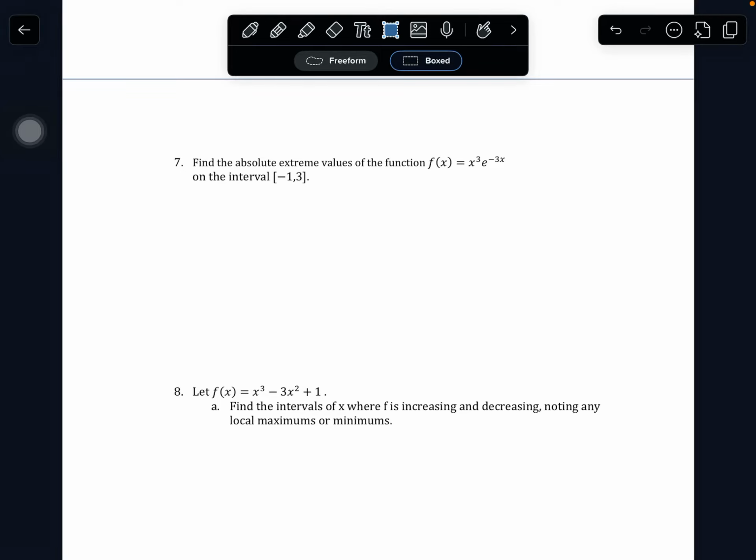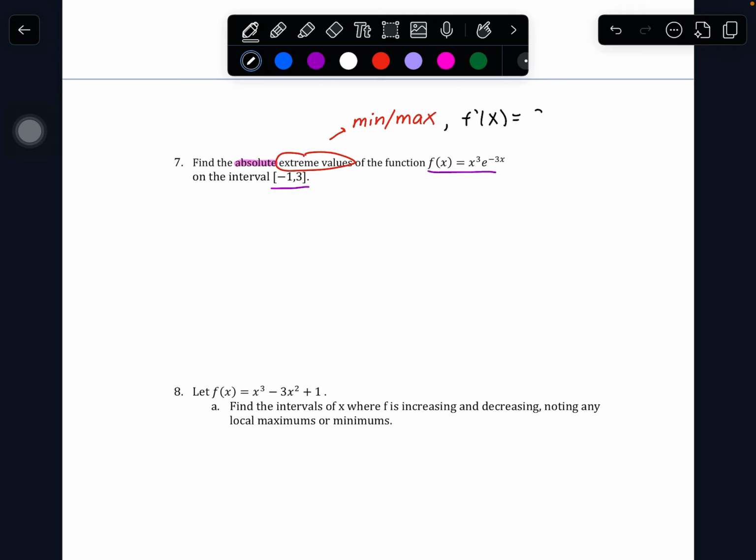We have to find the absolute extreme values of the function we're given on this interval, okay? An extreme value is a min or a max, and absolute just means that it is the biggest value on the interval. Okay, so anytime you see min or max, think derivative set equal to 0. Okay, so here's our function that we have.